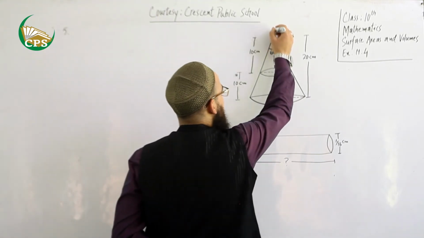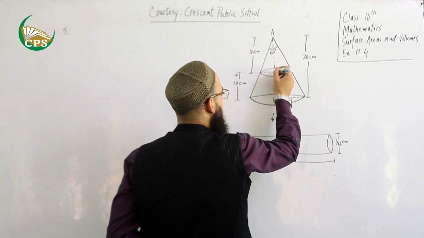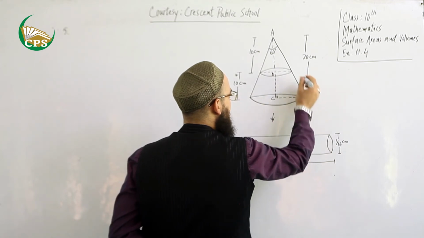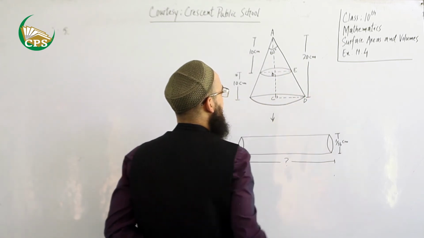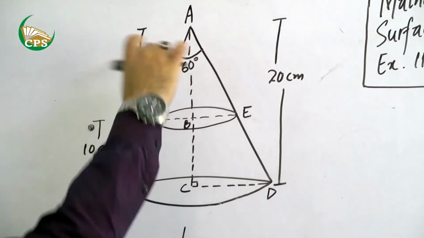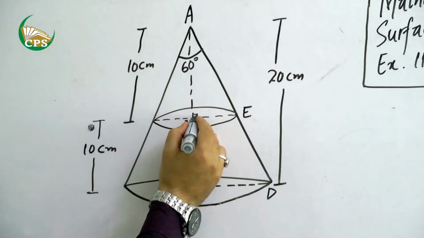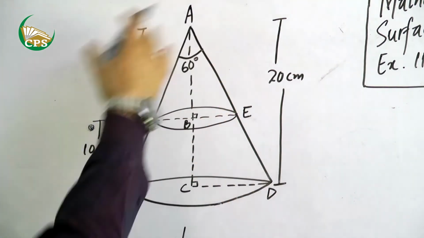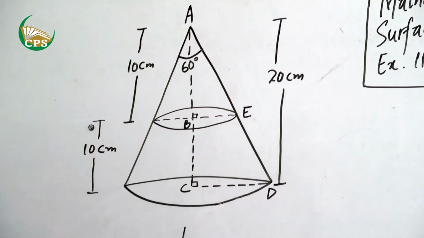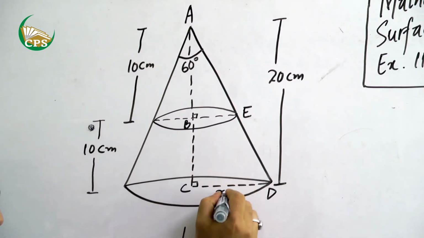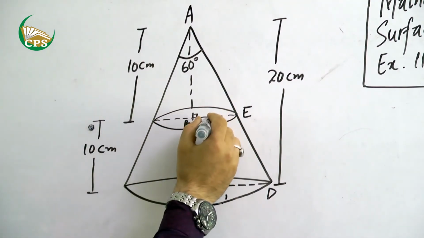Let me name this A, B, C, D, E. AB is the height of smaller cone, BE is the radius, that means this is 90 degree as well. CD is the radius of bigger cone, AC is the height of bigger cone. Now, consider the frustum. For the frustum, CD is R1 and BE is R2.